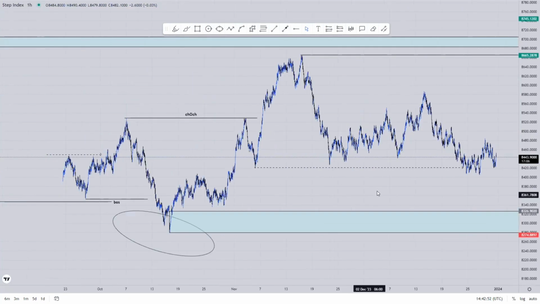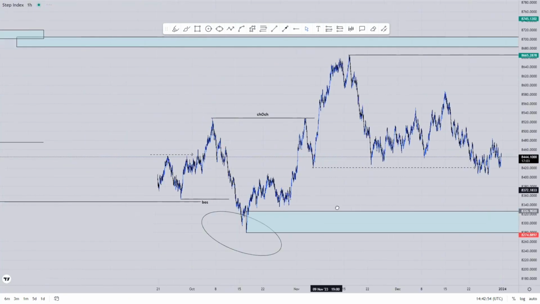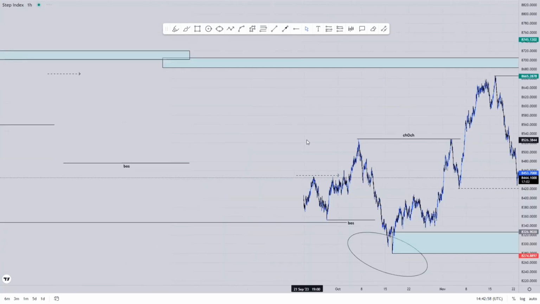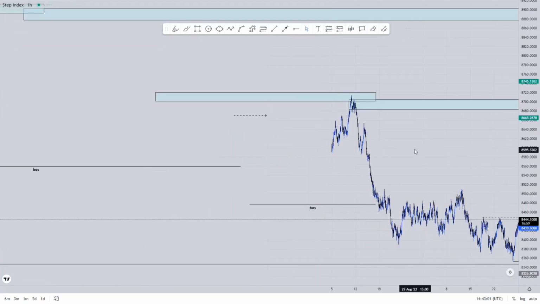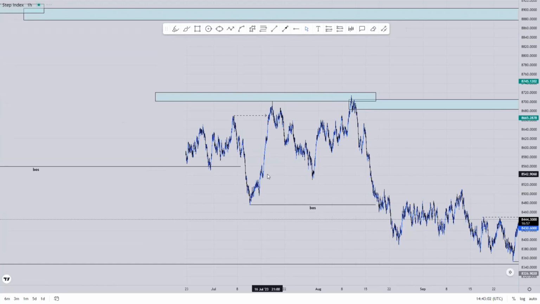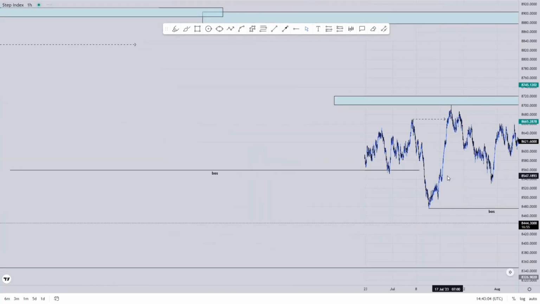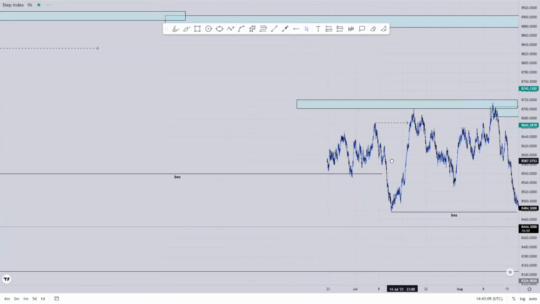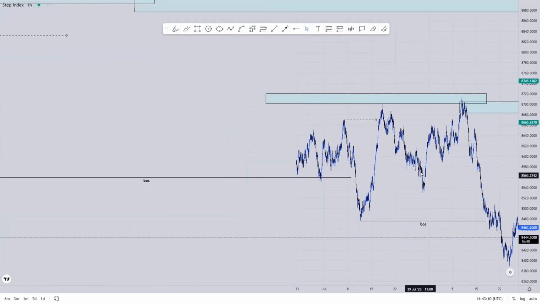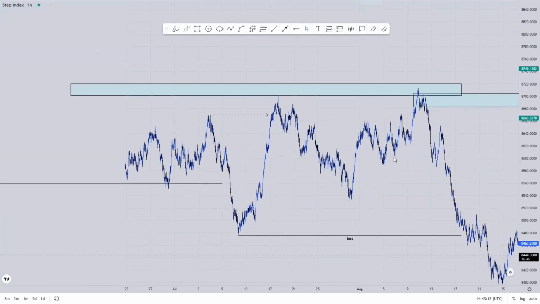Right, so this is my 1-hour time frame. I can go even backwards so that you see how you could have even maximized on different kinds of opportunities that Step Index presented.